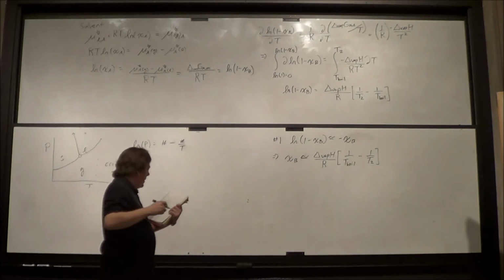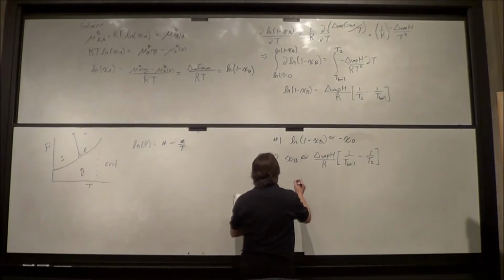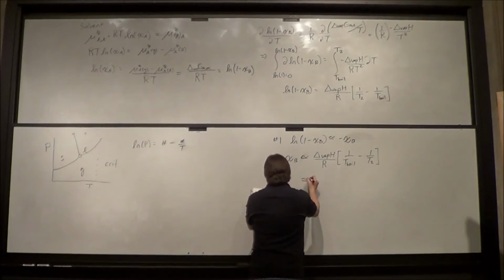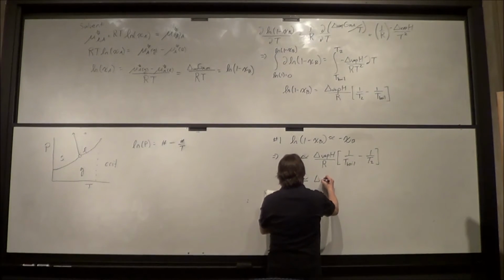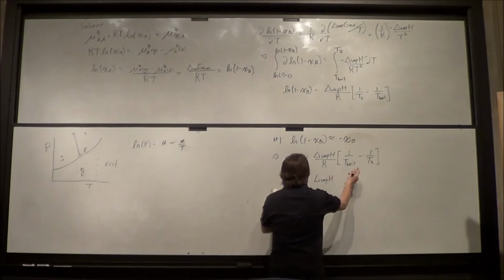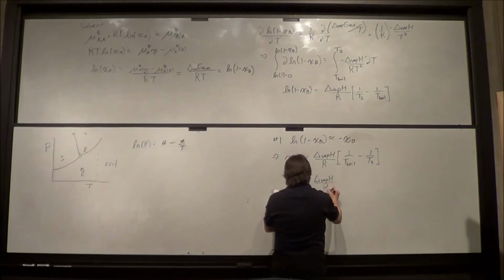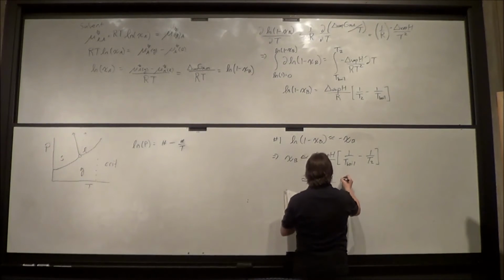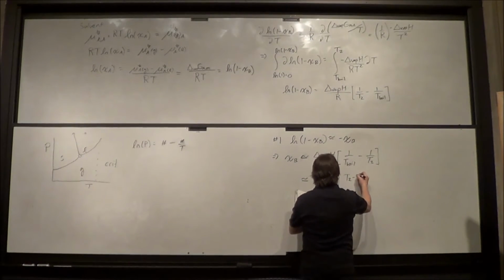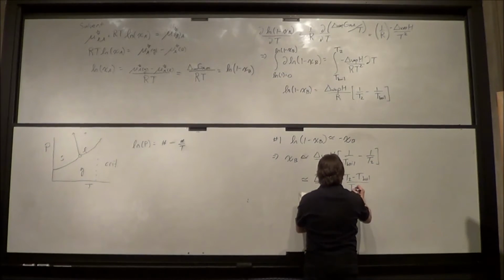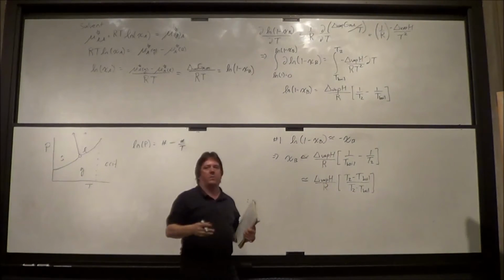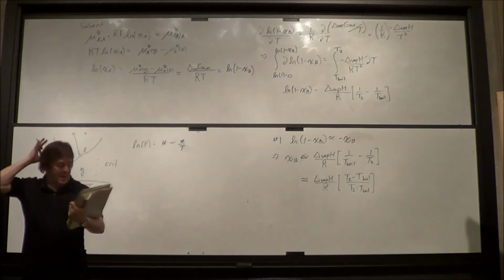Okay, and now what I'm going to do is set this equal to delta T. What we're going to do is simplify this, and it turns out that this is the same thing as T2 minus T-Boyle over T2 times T-Boyle. Just simplify that and see that these are the same thing. So we didn't have to do an approximation here.